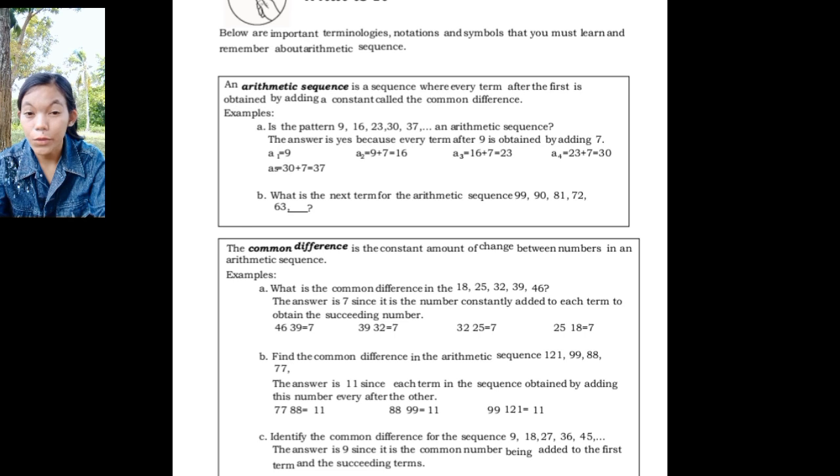Yes, it is an arithmetic sequence. Can you identify what is the common difference? Yes, the common difference is 9. So, did you really understand, class?